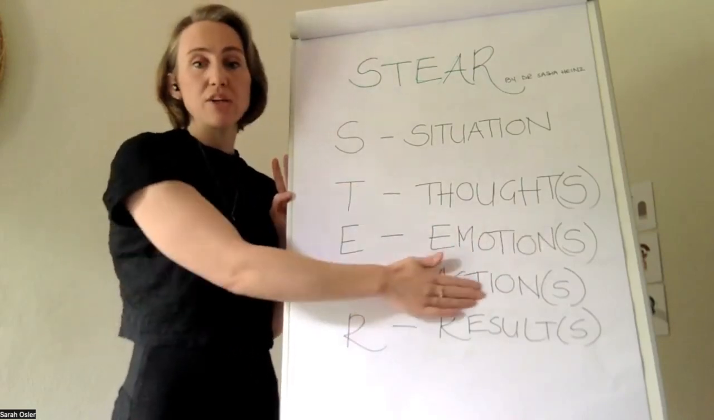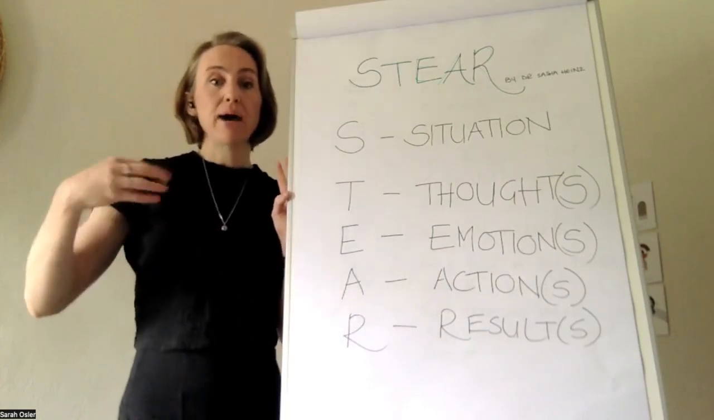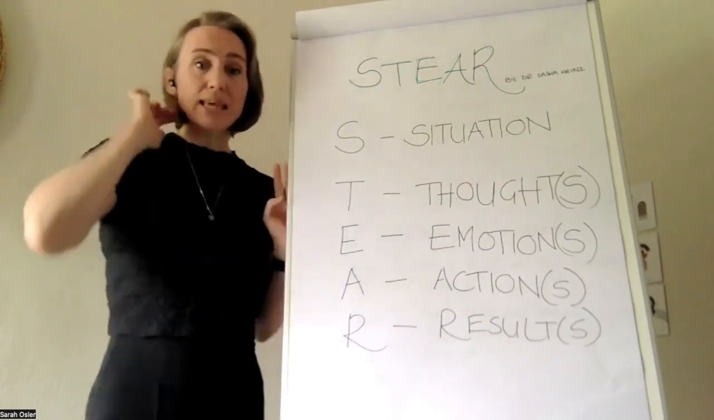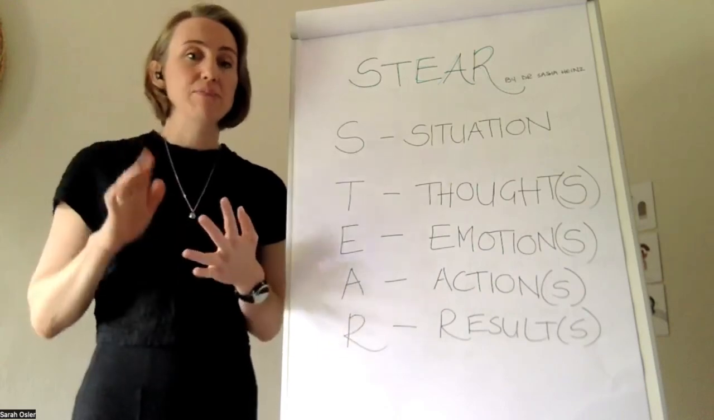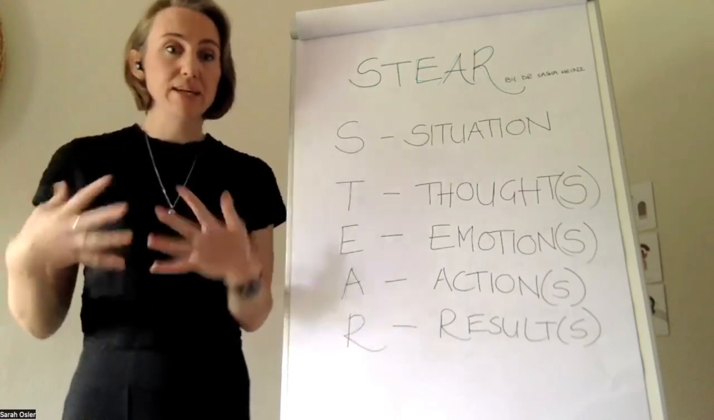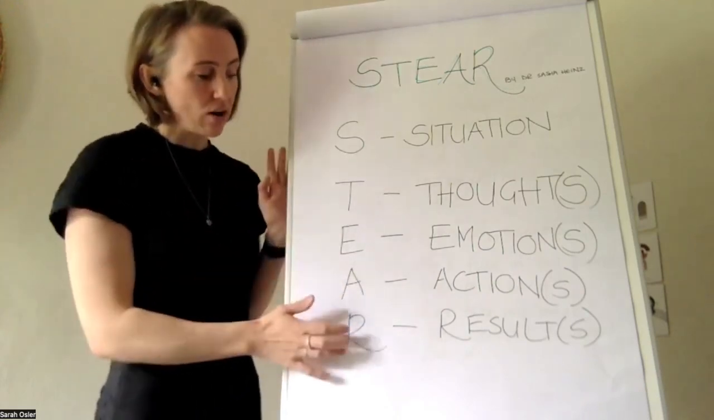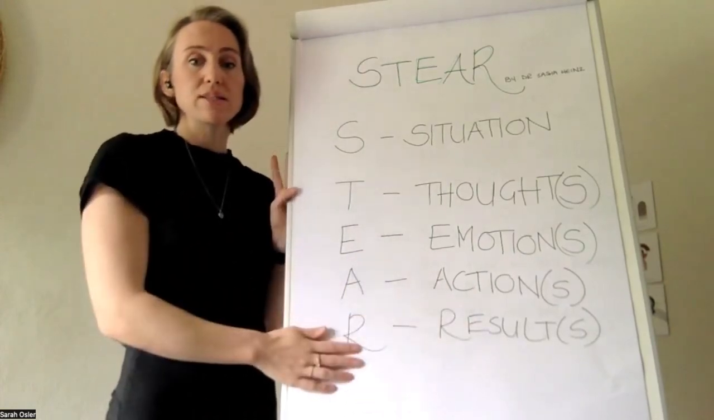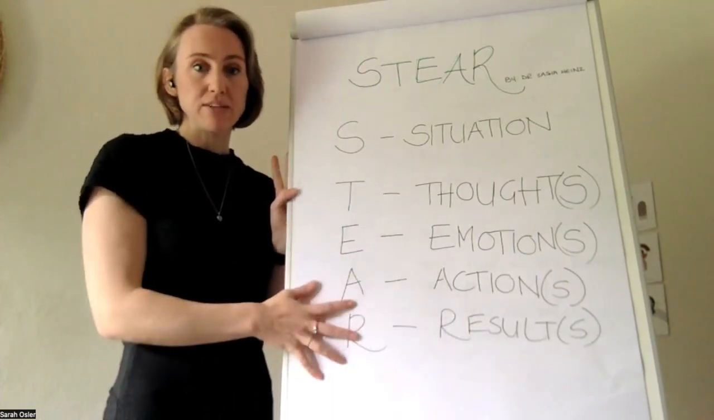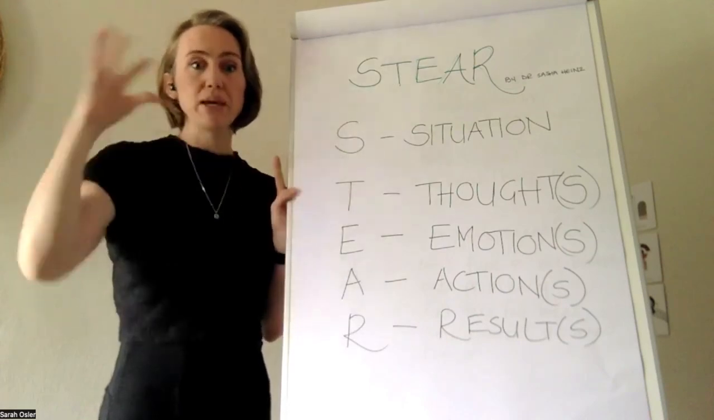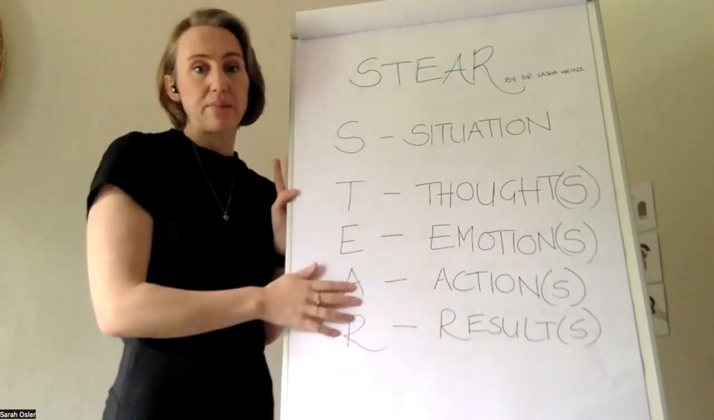A is for the actions or what behaviors come out of this map. This can also be inaction and it can be reaction. So any behavior that is happening. And then R is the result. This is almost like the cumulative effect. What is going to be the end result, the bigger picture result of everything that's happening in this map.